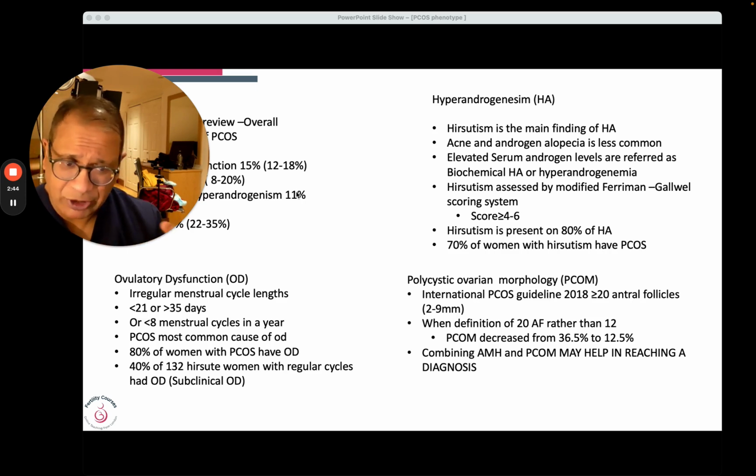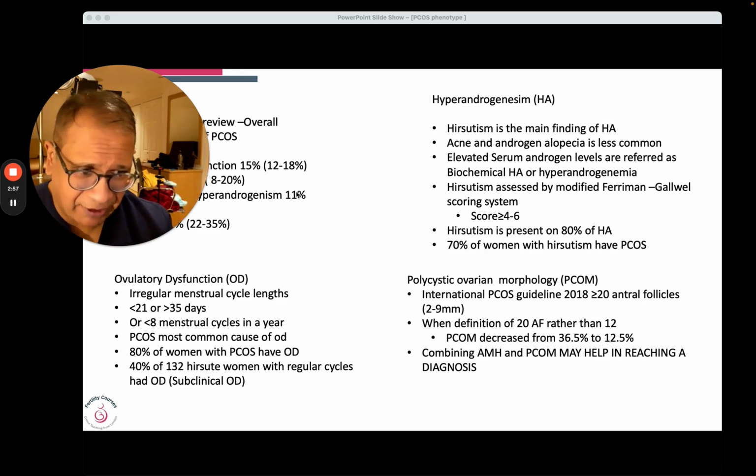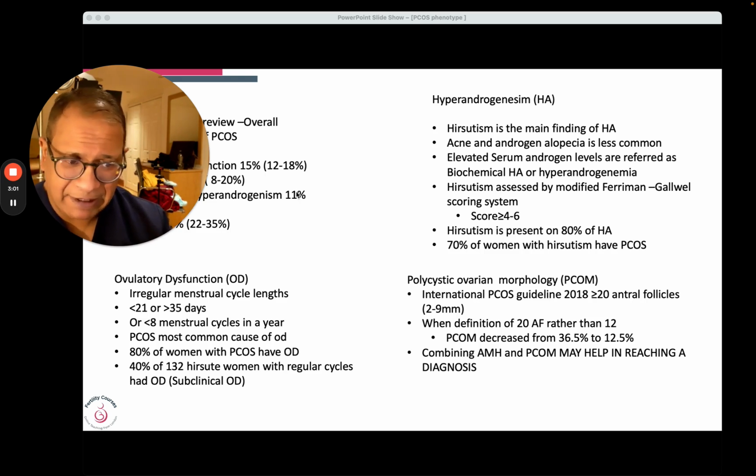If you look at the PCOS morphology, the international PCOS guidelines say more than 20 antral follicles between 2 and 9 millimeters. And as soon as you increase the number of follicles, PCOM decreased from 36.5 to 12.5. Combining AMH and PCOM may help in reaching this diagnosis.